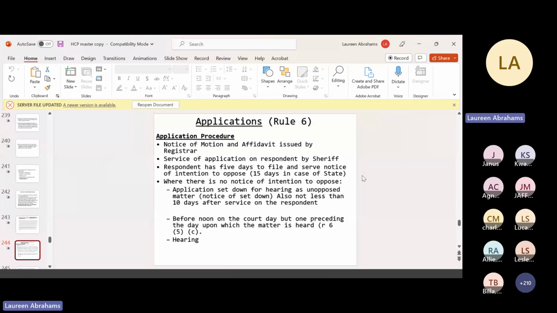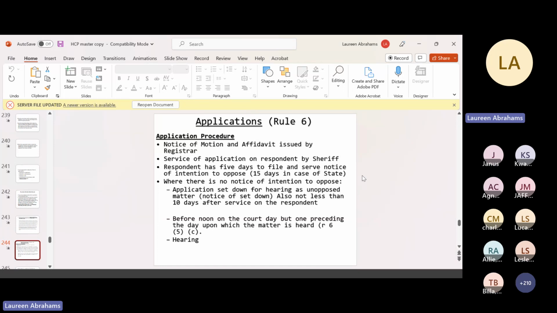So the application procedure, you start with a notice of motion and an affidavit issued by the registrar, the same as in the action, issued by the registrar. Then it is served by the sheriff, exactly the same. The respondent has now, it's no longer 5 days. You must make a correction there. It is now 10 days since this year. The respondent has 10 days in which to file a notice of intention to oppose. No longer 5 days. Okay.